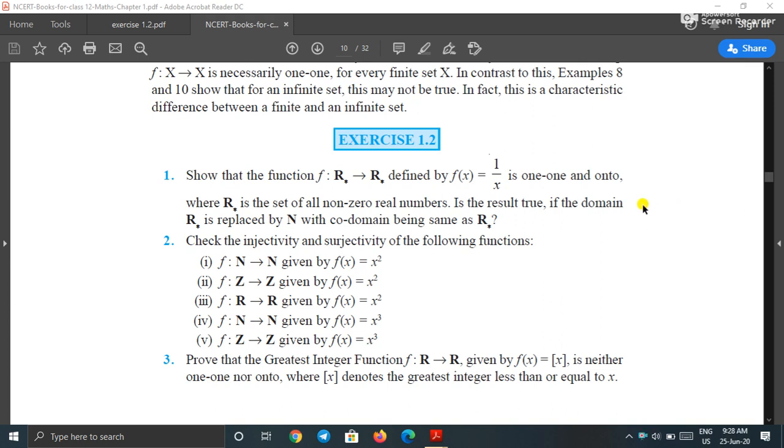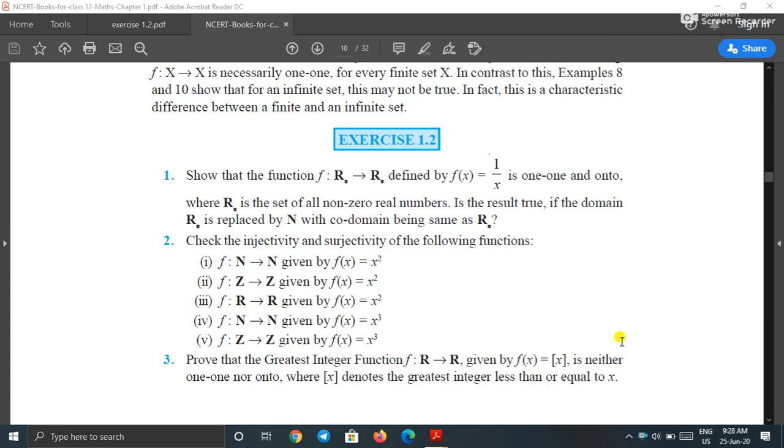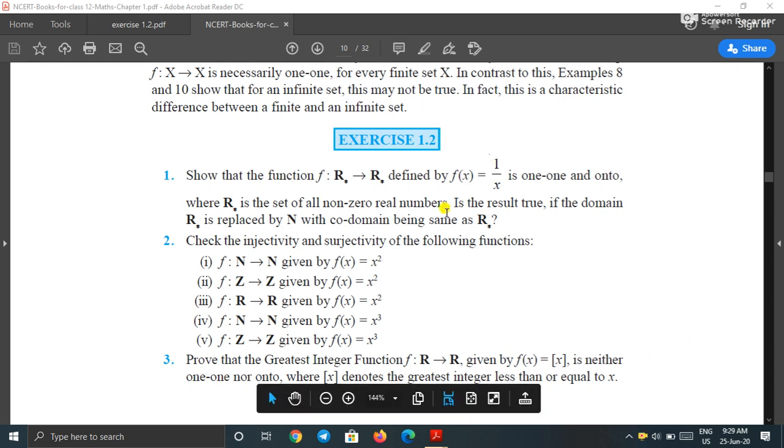In a previous lecture, I discussed reflexive relation, symmetric relation, and transitive relation, and some problems based on these types of relations from exercise 1.1 with you. Now, in this lecture, we will discuss injective function, surjective function, bijective function, one-one mapping, many-one mapping, onto mapping. As I have already told you the definition of these types of mapping, I will come directly to the problems based on these mappings from exercise 1.2.